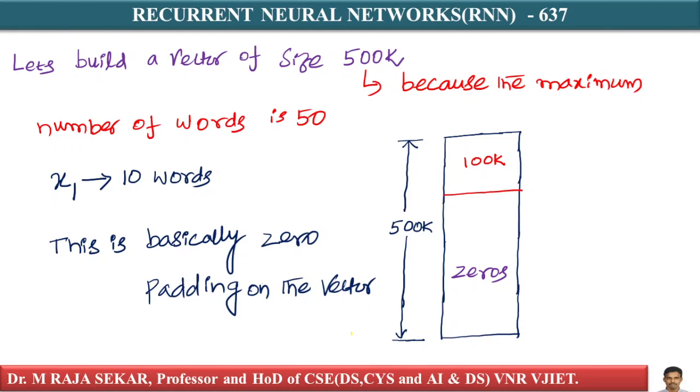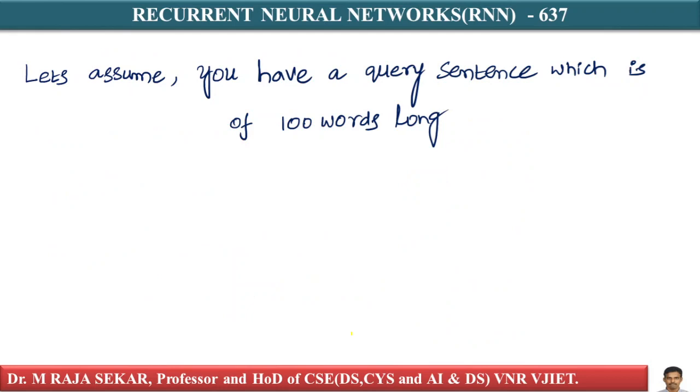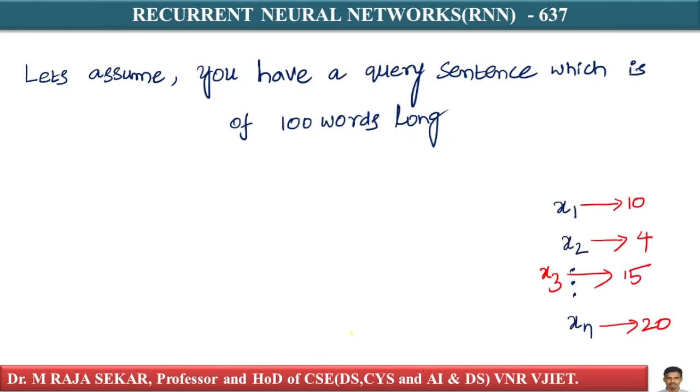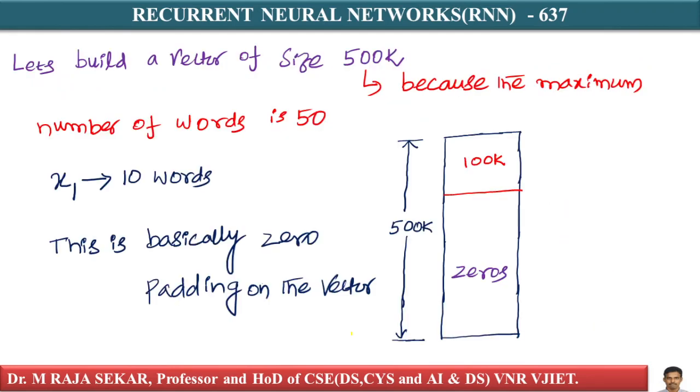I am performing zero padding on vectors, isn't it? So for x1, you build a 100k dimensional vector, because each word takes 10k dimensions. So you would argue that you build a vector of 100k, and for the rest of the 400k you just give zeros, isn't it? Only 100k is kept, and the rest of the 400k you are just giving zeros. This is one fix that you can think of.